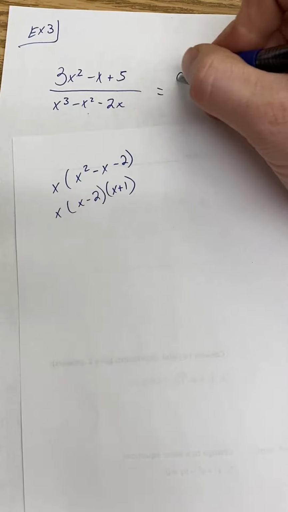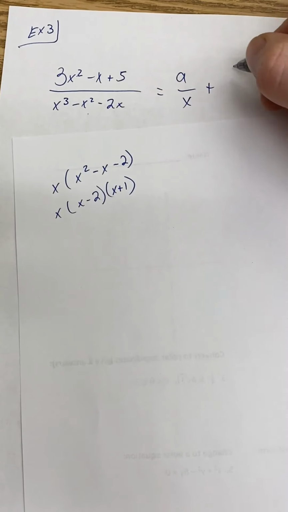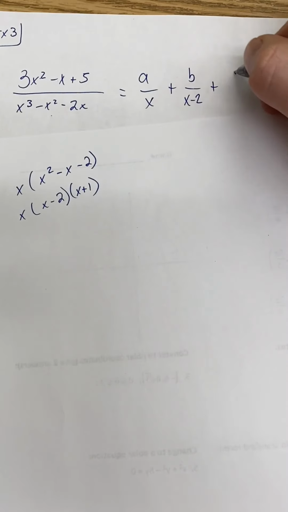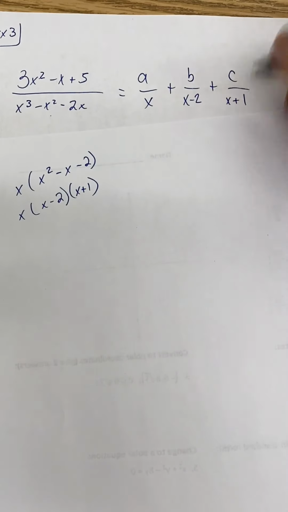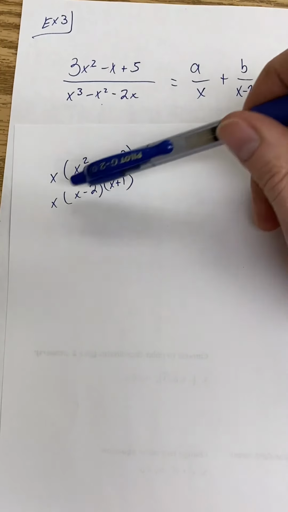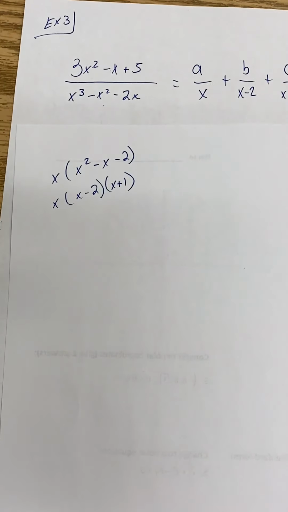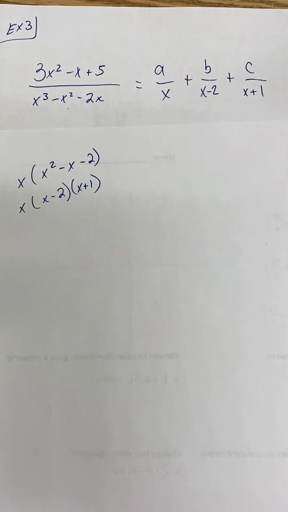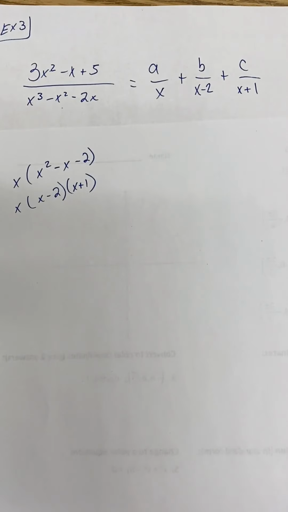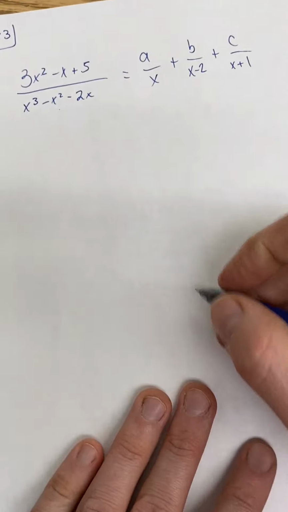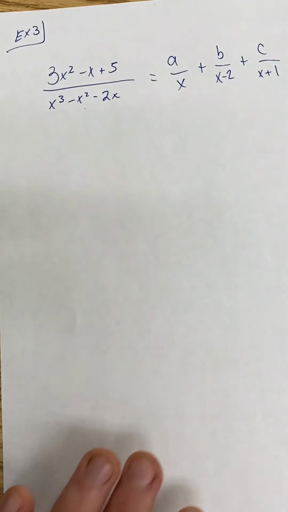So something over x plus something else over x minus 2 plus a third thing over x plus 1. So again, because that denominator can break into these 3 factors, we could have had a blend of up to, and I guess it probably would have had to have been 3 fractions that had these 3 specific denominators. And that's where we go next. So again, multiply by that common denominator.